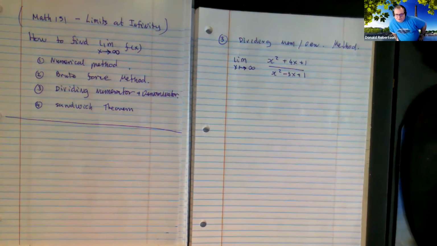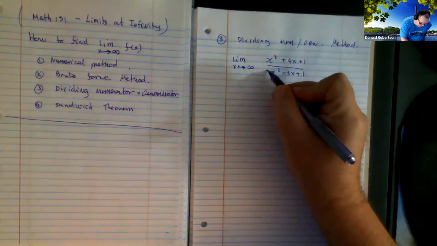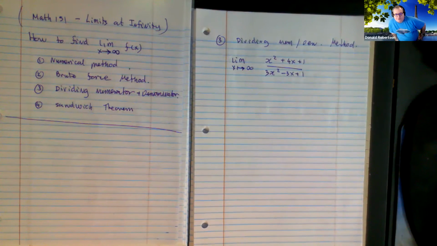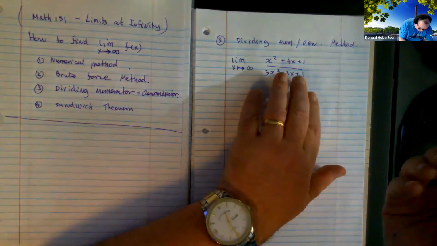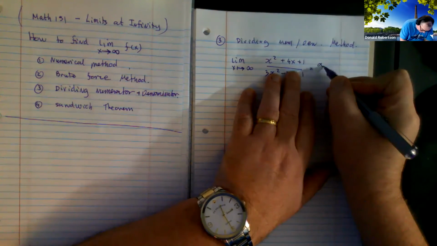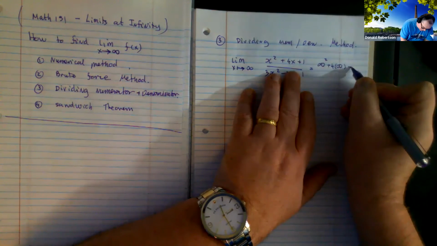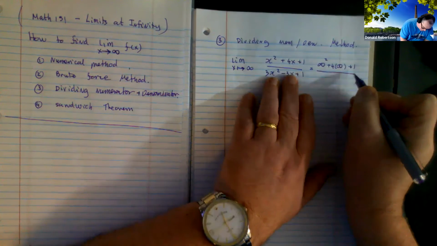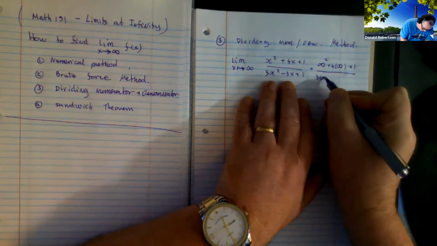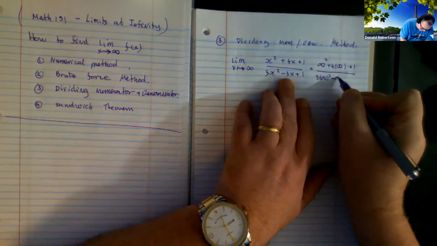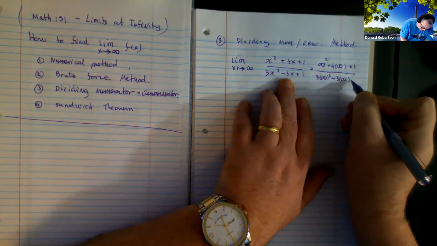Let's suppose I wanted to find the limit as x tends to infinity of that ugly fraction, that rational function. If I tried brute force, it isn't going to work. Let's attempt to do it. Infinity squared, 4 lots of infinity, add 1. 3 infinity squared, take away 3 times infinity, add 1.